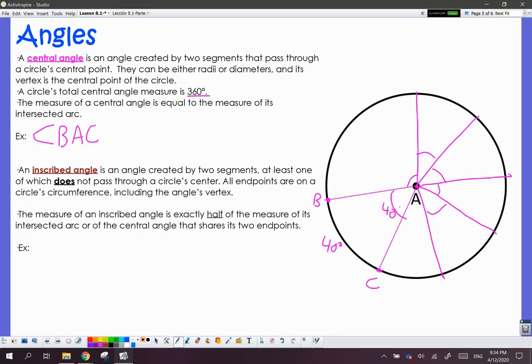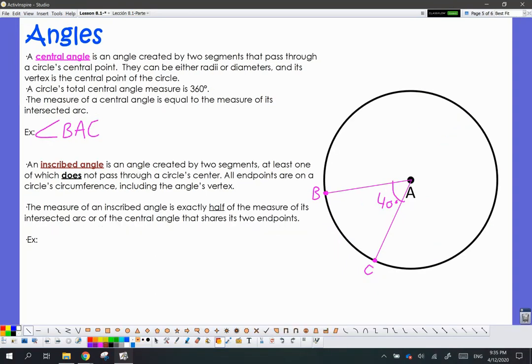All right, so let's clear some of this stuff up. So I went and cleaned the circle back up so we can talk about the next type of angle, which is an inscribed angle. It is an angle created by two segments, at least one of which does not pass through a circle center. All endpoints are on a circle circumference, including the angle's vertex. So what that means is, if I had both endpoints on the center, that would be a central angle because you have both of these segments here.